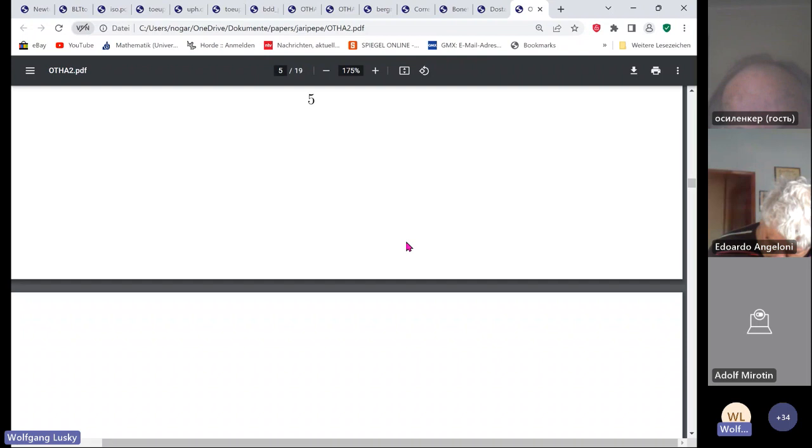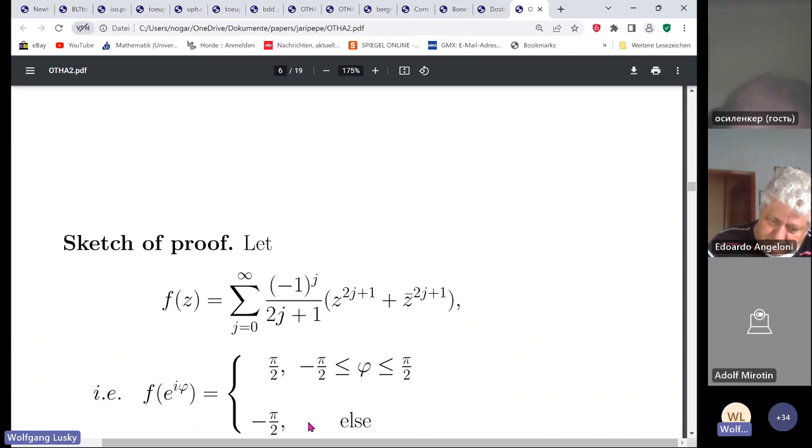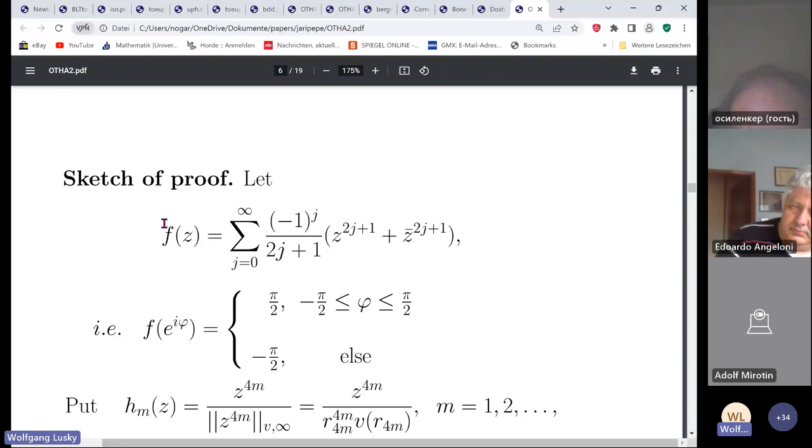For example, if we take f of z defined by this Fourier series, z running through the elements of the open unit disk, then of course we have a harmonic function. And if we check the boundary values, it's just pi over 2 and minus pi over 2. And this means this is really a bounded harmonic function. Now, it's easy to see that the corresponding Toeplitz operator is well defined.